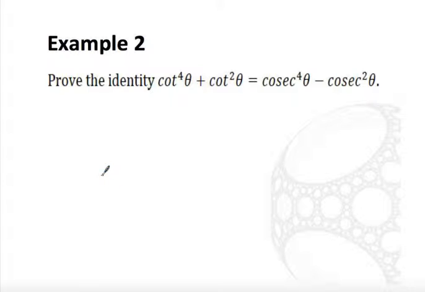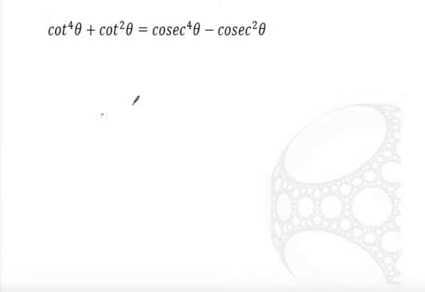Prove the identity that cot to the power of 4 theta plus cot to the power of 2 theta is equal to cosec to the power of 4 theta minus cosec squared theta. When approaching this question, remember that this will be the left hand side and this will be the right hand side. I'm going to start off by factorising the right hand side.